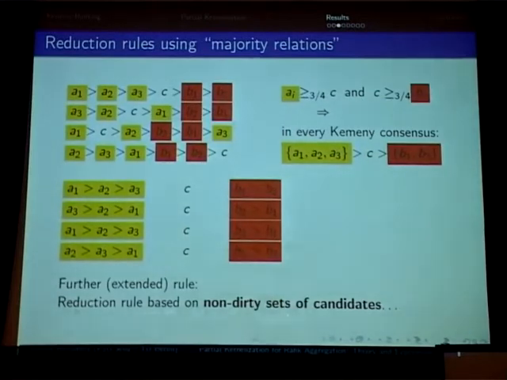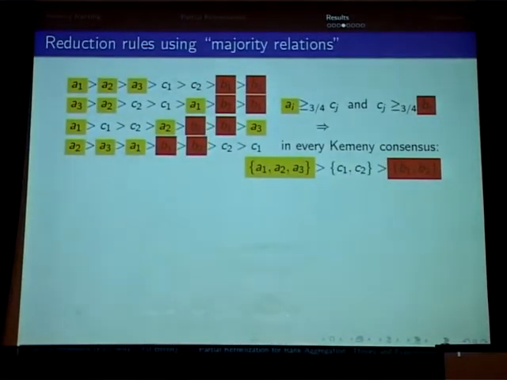Okay, this idea can also be extended in the case that we want to look for a non-dirty set of candidates instead of non-dirty candidates. And what does this mean? Let's modify the example a little bit here. Instead of C, we have two candidates, C1 and C2. C1 beats C2 in half of the votes and vice versa, and that means none of the candidates here is non-dirty. But if we only consider the relations of this set of candidates consisting of C1 and C2, then we can see that what we have seen before also holds.